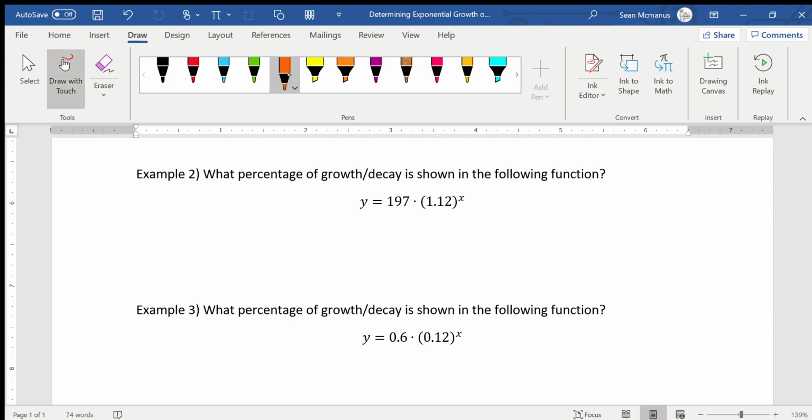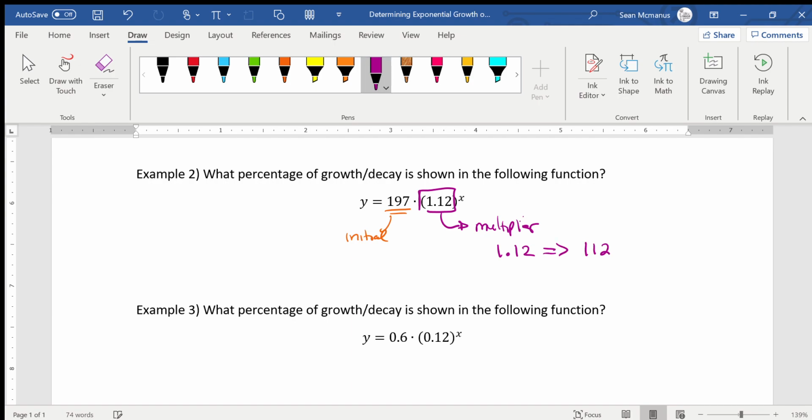So remember, this is our initial value. That's important, but we don't really need it to answer this question. What percentage of growth or decay is shown in the function? All we're going to do is look at our multiplier. This is our multiplier. If our multiplier is 1.12, that's the same as 112%. So now you can see why we're looking at those percentages.